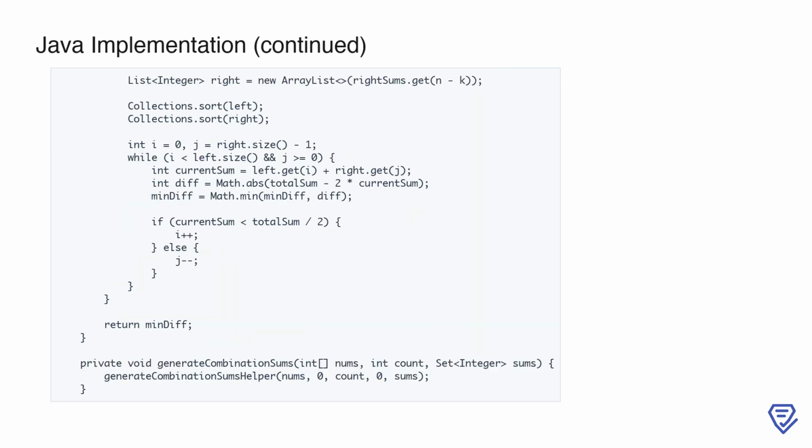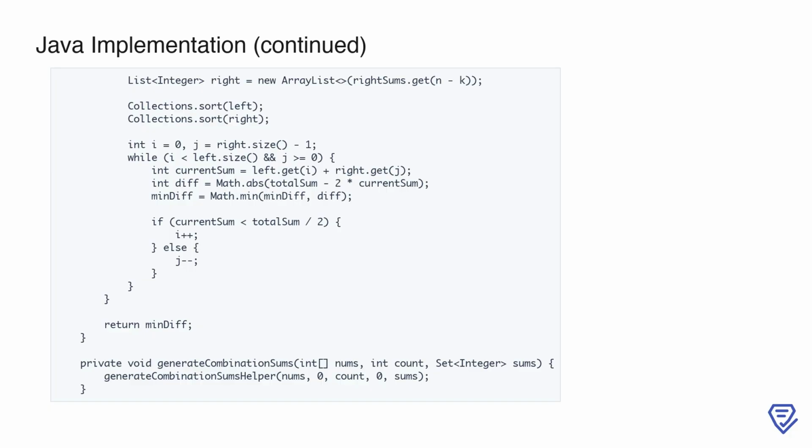Once we have all possible subset sums for both halves, we can start minimizing the difference. For each subset size k, we retrieve the sums for k elements from nums1 and n-k elements from nums2, storing them in left and right lists respectively. To facilitate efficient comparison later, we sort both lists.